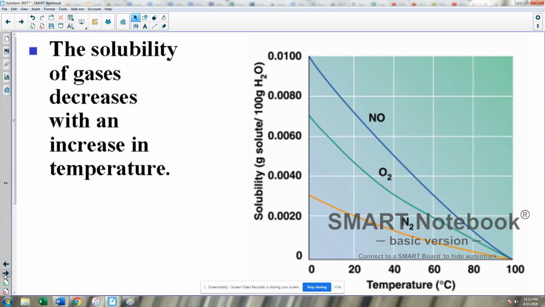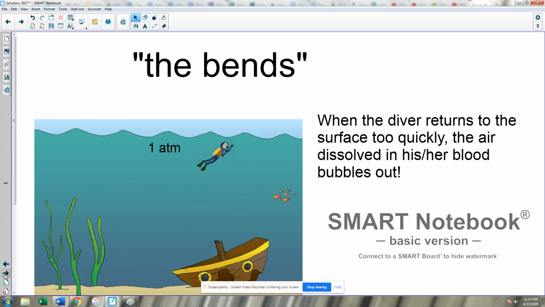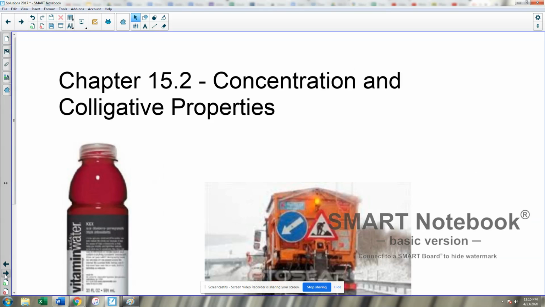And we can remember that with soda pop. When you heat a soda pop or heat up any sort of fizzy drink, all the fizz comes out because the gas can't stay dissolved. And we talked about this with some other things that this has an effect on.